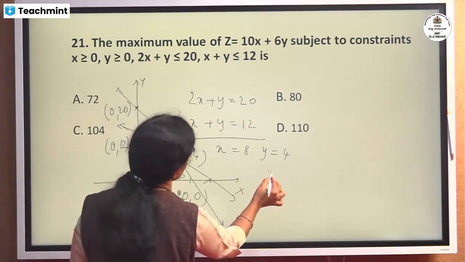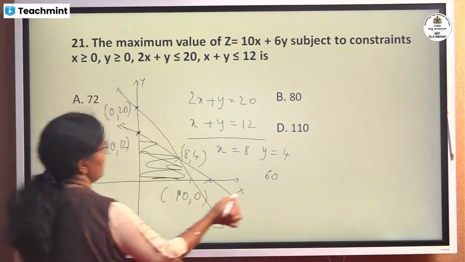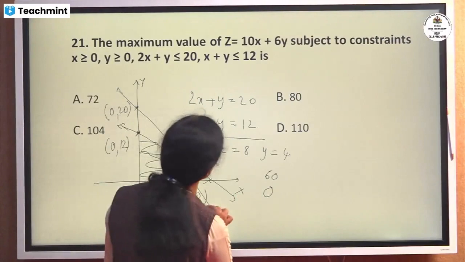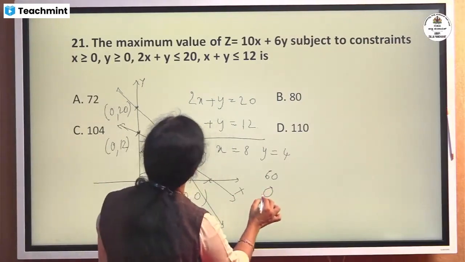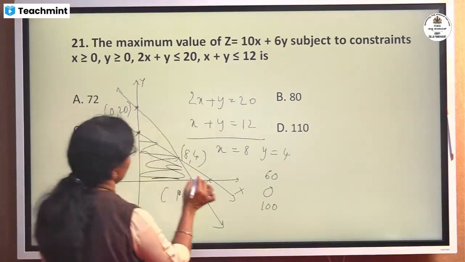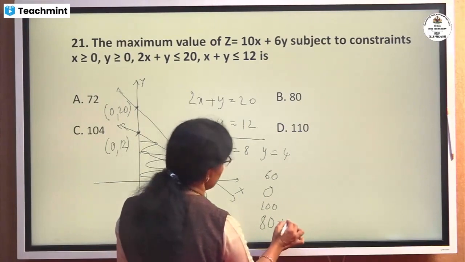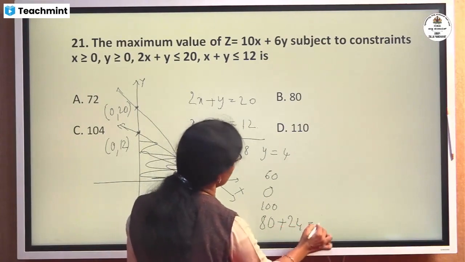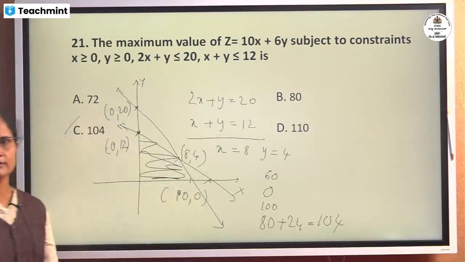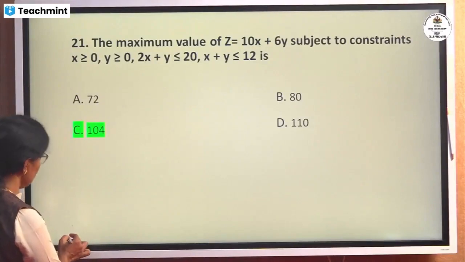12 into 6, that is equal to 60. This is one value. At (0, 0), the value is equal to 0. At (10, 0), the value is equal to 100. And at (8, 10), 8 into 10 is equal to 80 plus 24, so you will get here 104. So this is the maximum value that you get at that point. Therefore, the answer is option C.